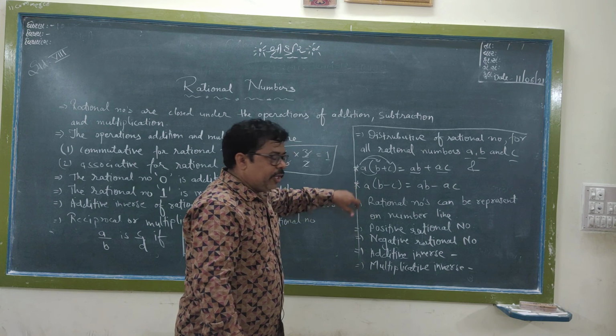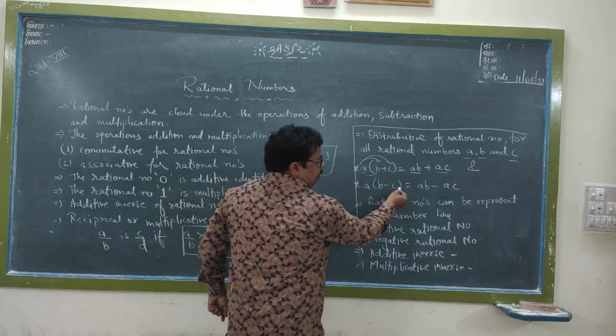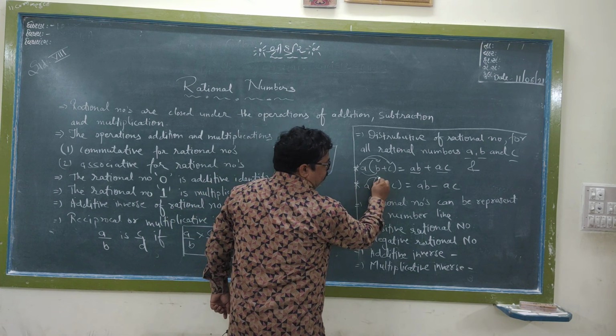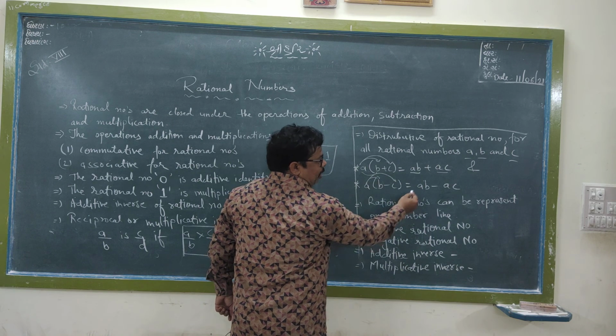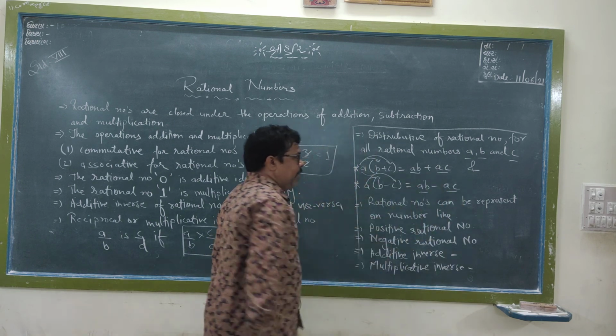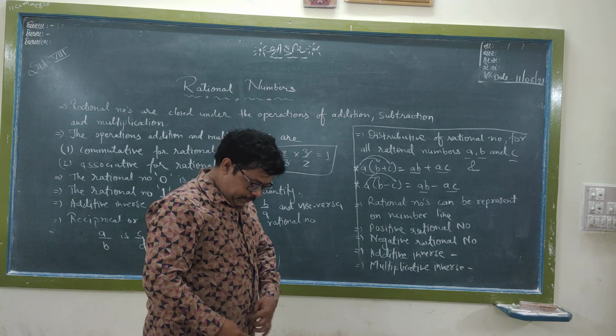Now the distributive property for subtraction. a into (b minus c). So a will multiply with b and a will multiply with c. So we will get ab minus ac. This is the distributive property for subtraction of rational numbers.